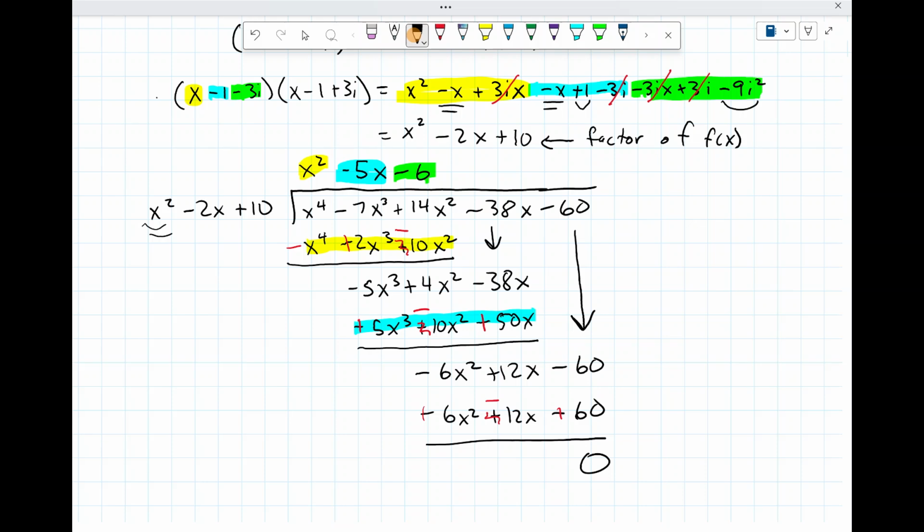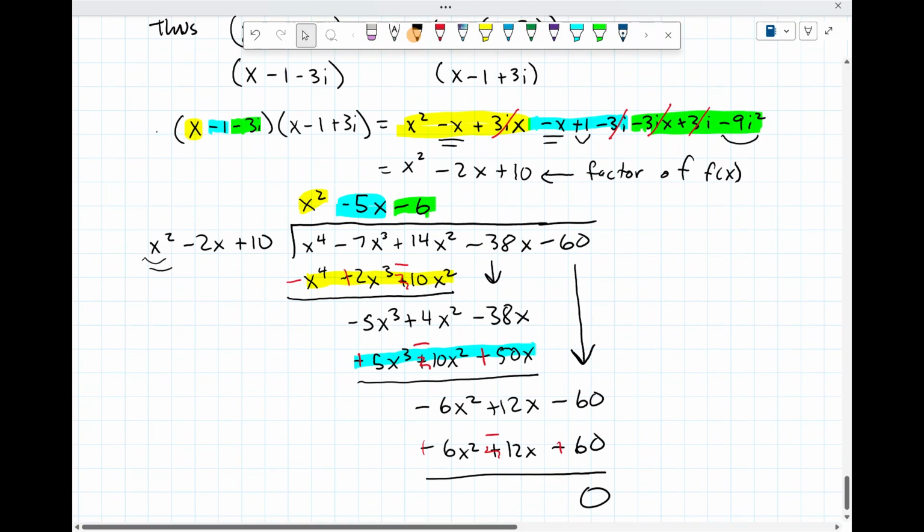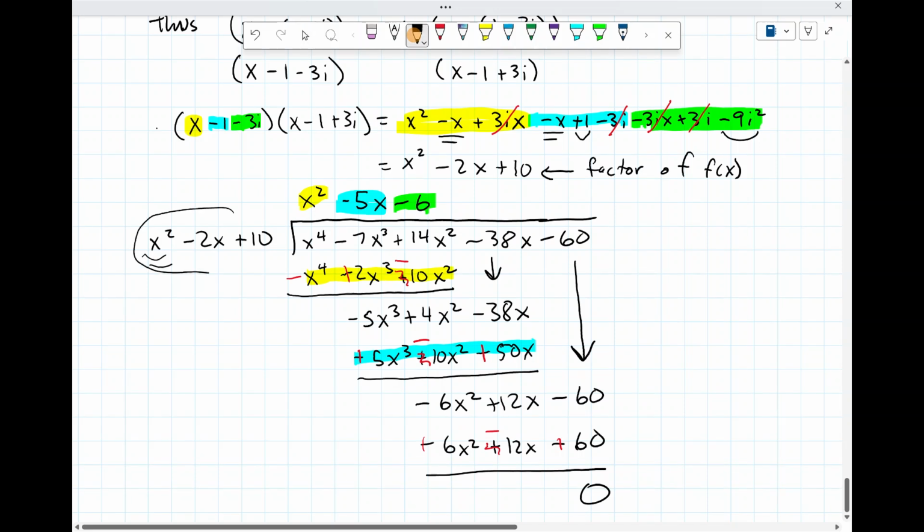And that should be the case, because we said that x squared minus 2x plus 10 is a factor of f of x. So when I divide by x squared minus 2x plus 10, my remainder should be 0. If it wasn't 0, I would know that I must have made a mistake somewhere, either in the dividing or maybe I got the wrong number or the wrong polynomial in the step before it.